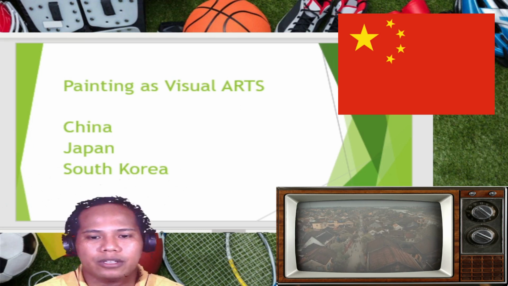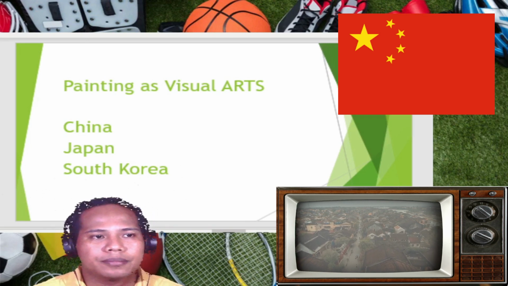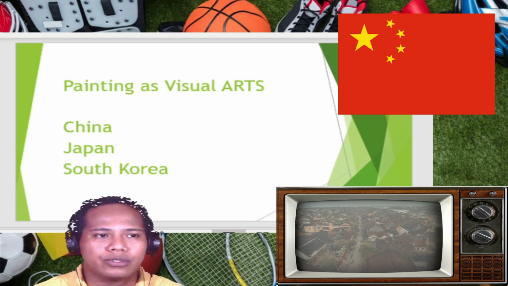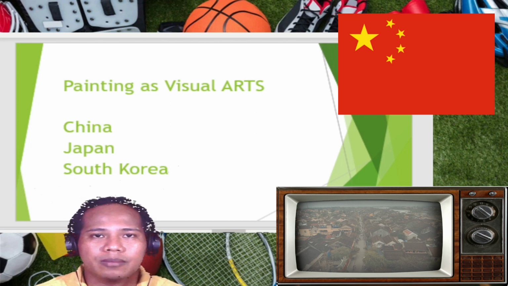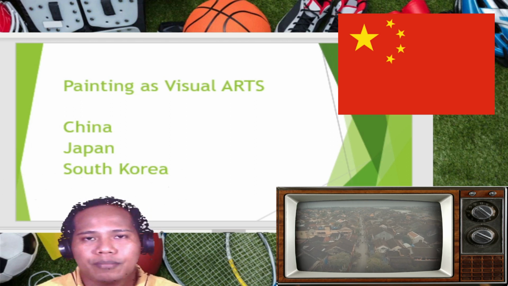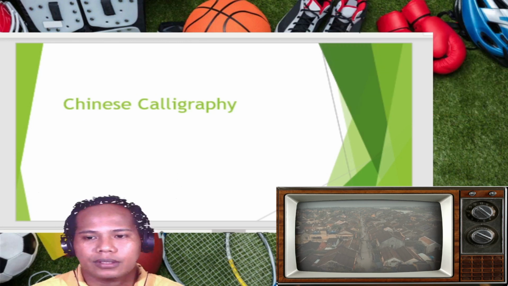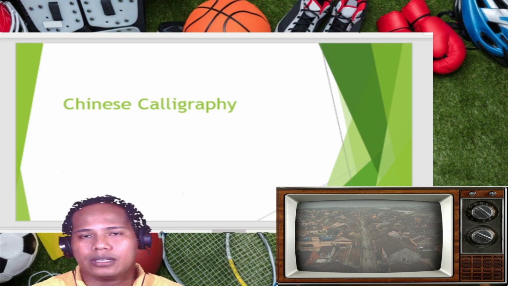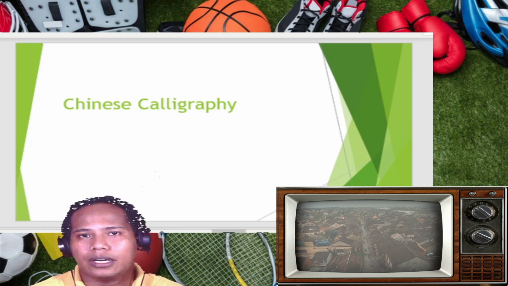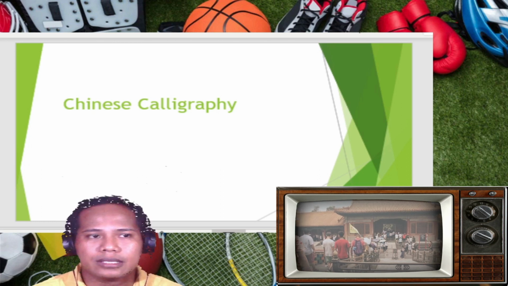We also have here birds, landscapes, palaces, and temples. We also have human figures. We have animals, bamboos, and stones. And of course, the Chinese calligraphy. Chinese calligraphy is the art of beautiful handwriting of Chinese.